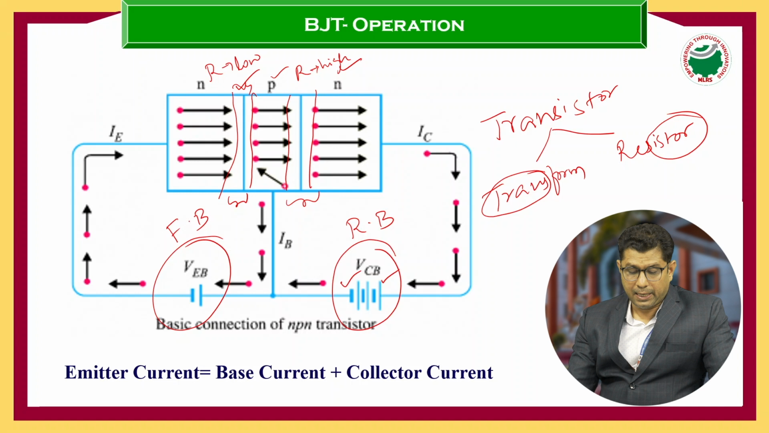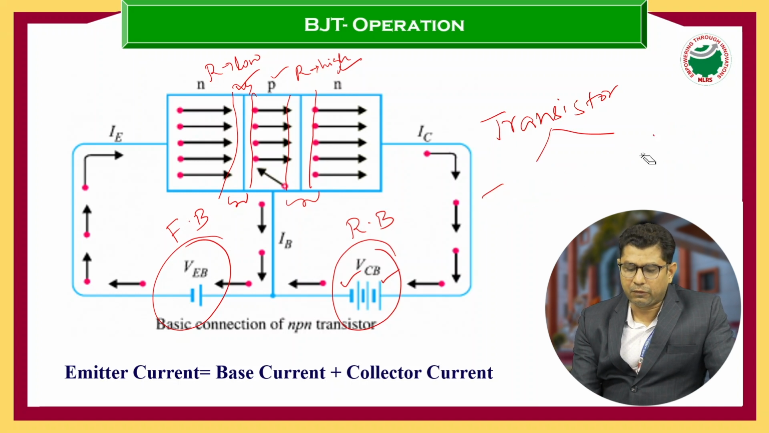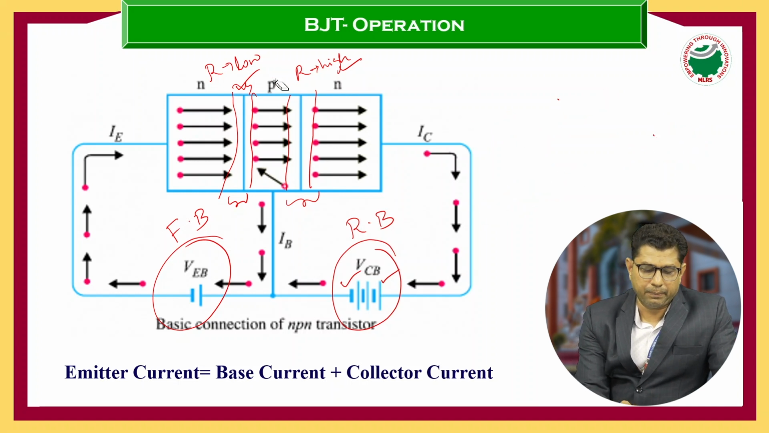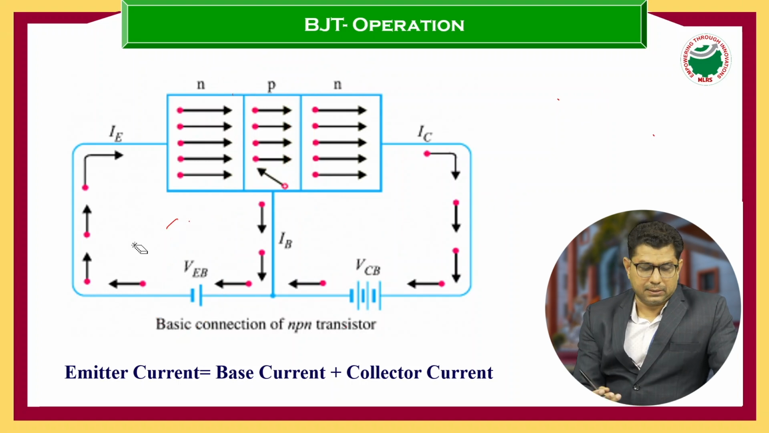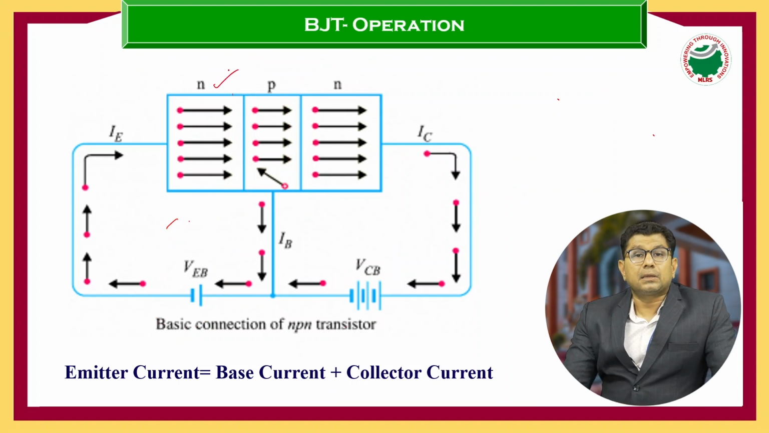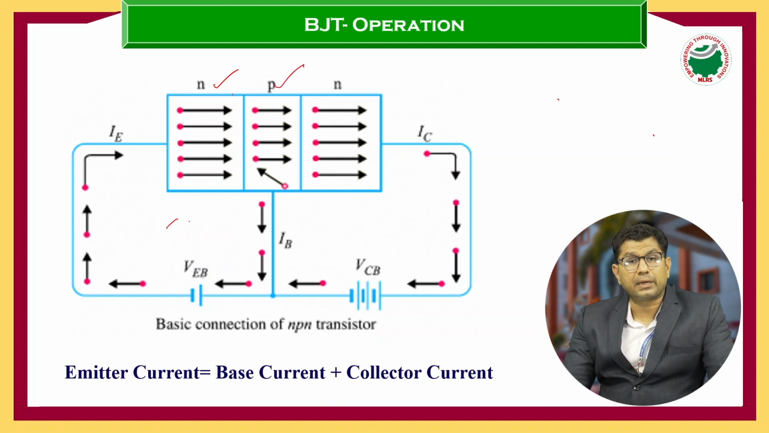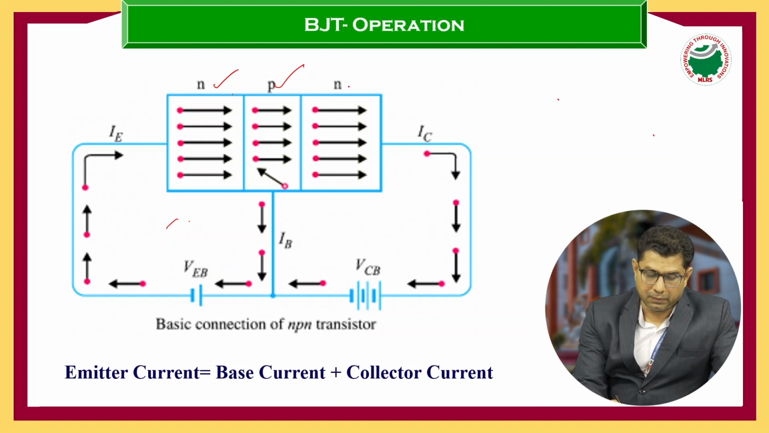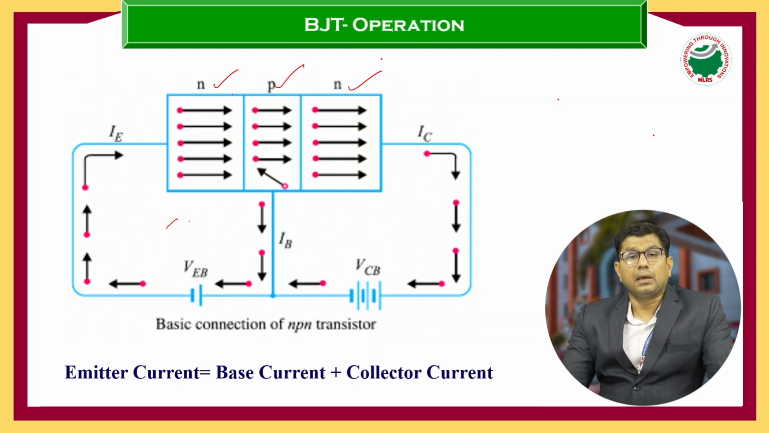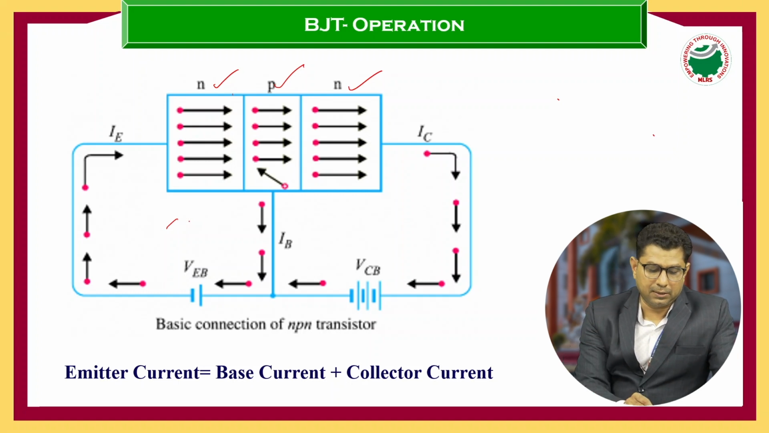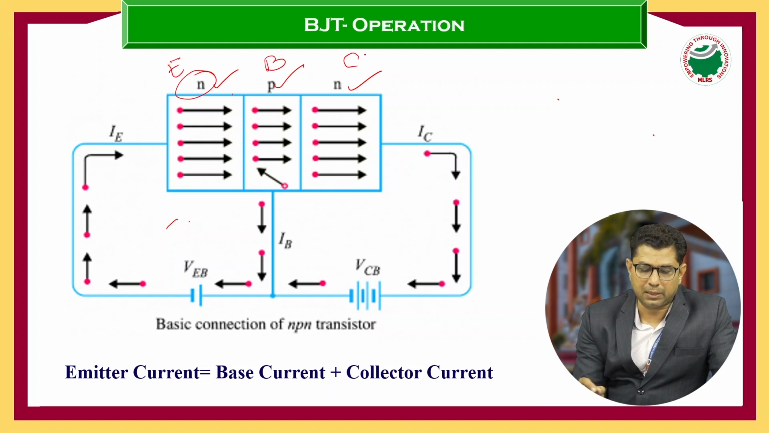Now we will observe the operation of the NPN transistor. In N-type semiconductor, the majority charge carriers are electrons, minority charge carriers are holes. In P-type semiconductor, majority charge carriers are holes, minority charge carriers are electrons. And this one, the collector region, is N-type semiconductor, where majority charge carriers are electrons and minority charge carriers are holes. Here this N is the emitter, this P is the base, and this one is the collector.